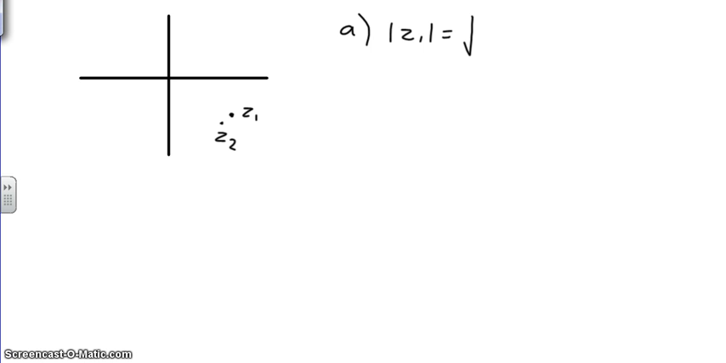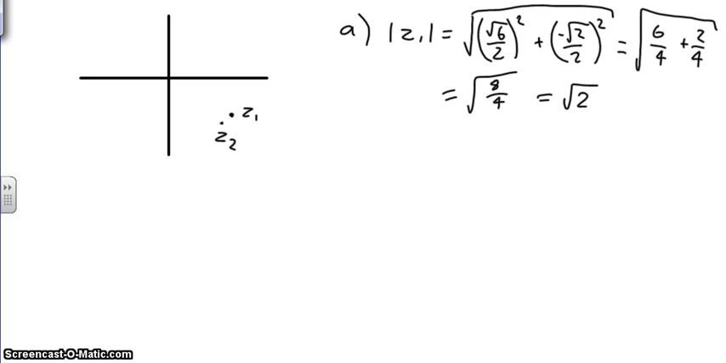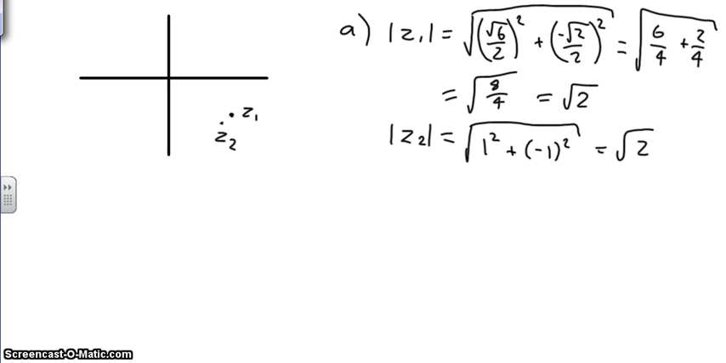The modulus of Z1 is, and let's split it into each bit, root 6 over 2 squared plus minus root 2 over 2 squared. We have there root 8 over 4, which is equal to root 2. And similarly for the modulus of Z2, it's much easier this time. The square root of 1 squared plus minus 1 squared is equal to the square root of 2.